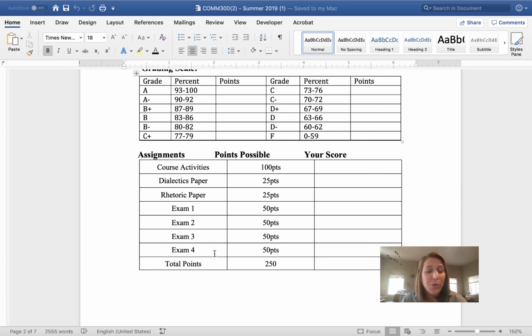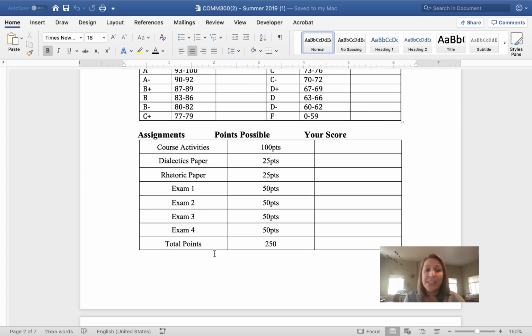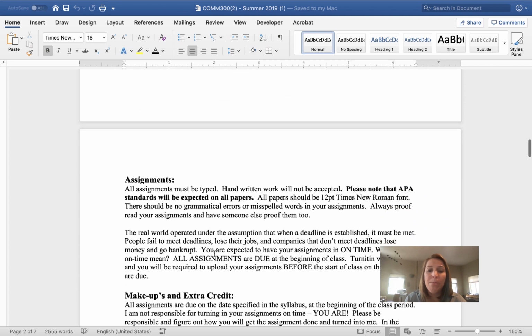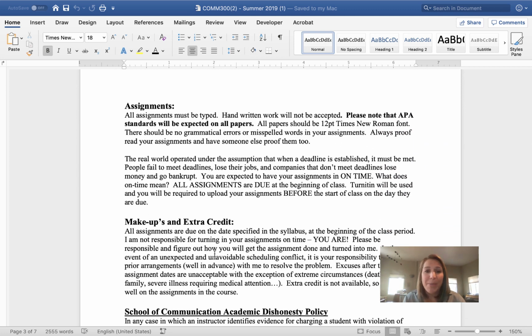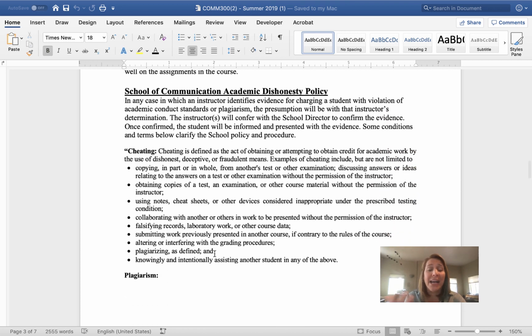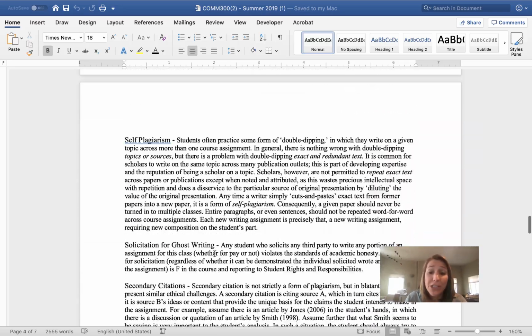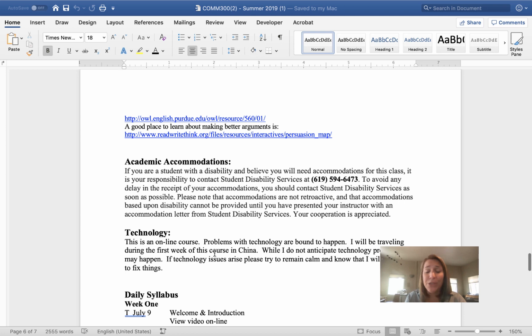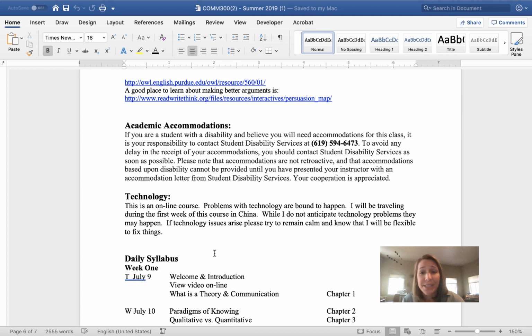All right, the grading scale is there, of course. I will fill in the numbers for you still, and the course activities and points are all listed there as well. This is a little blurb about assignments and how they should be turned in. This is some basic language you see in most syllabi. No extra credit, no makeups, academic dishonesty policy here, plagiarism policy. You can read through those, but there really shouldn't be any reason for you to plagiarize your papers in this course.